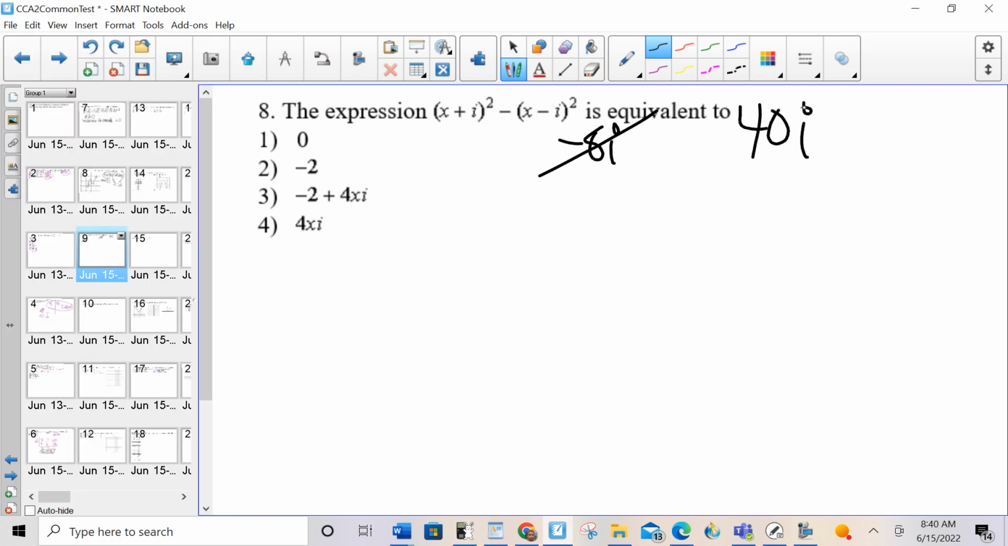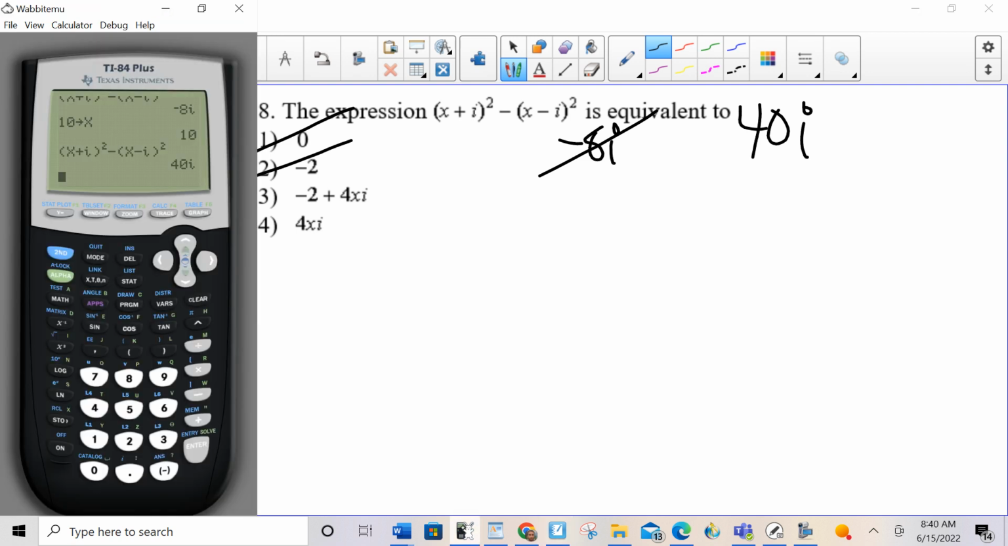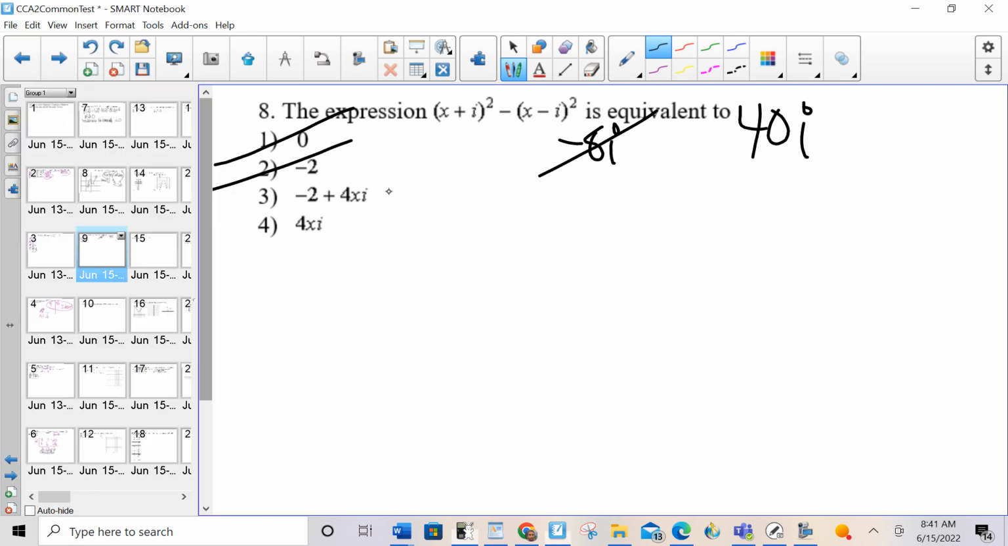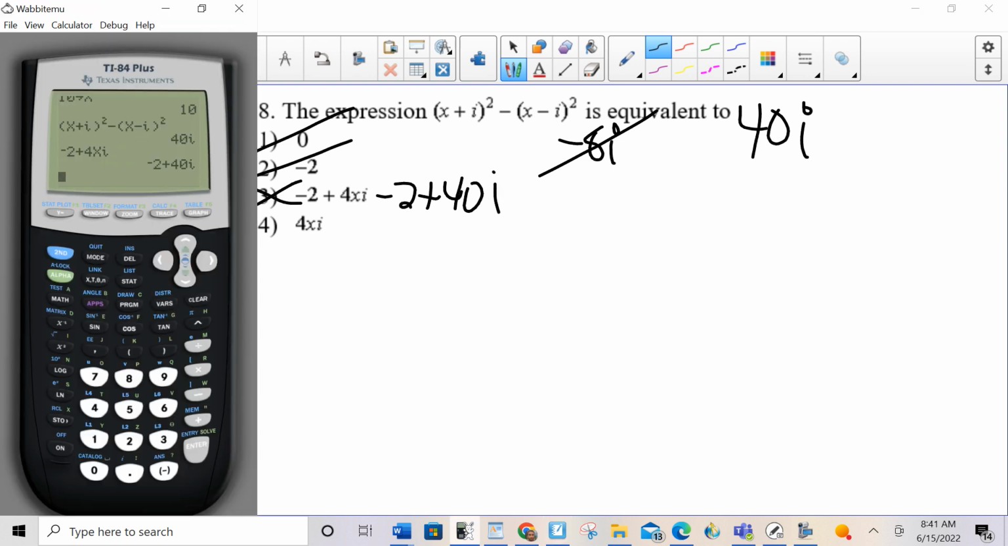Depending on what you store for x, you'll get a different value, but all that matters is that the answer will match up. Well, it can't be choice 1 or choice 2, because if I type in each of those, I'm just going to get 0 and negative 2. That's not 40i. Negative 2 plus 4xi. Negative 2 plus 40i. That does not match up. And hopefully 4xi will. And it does. 40i.